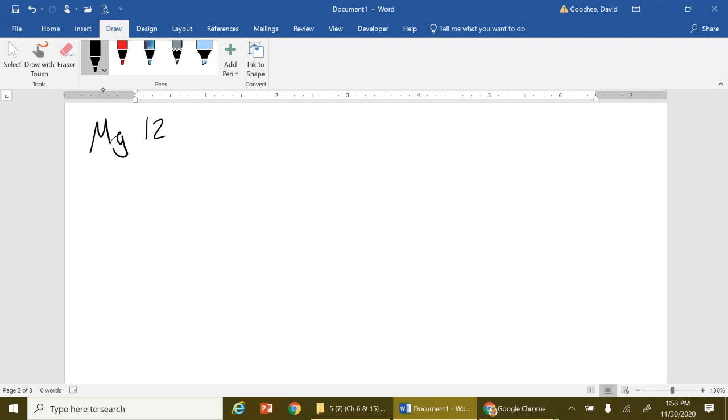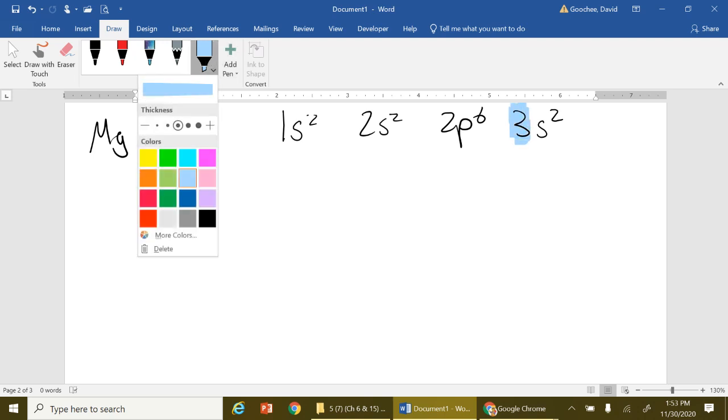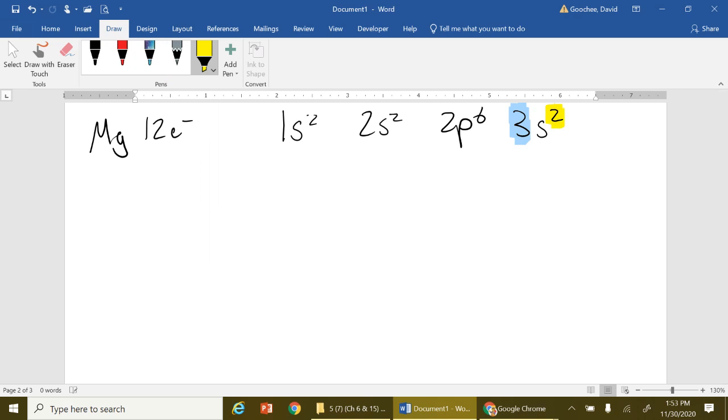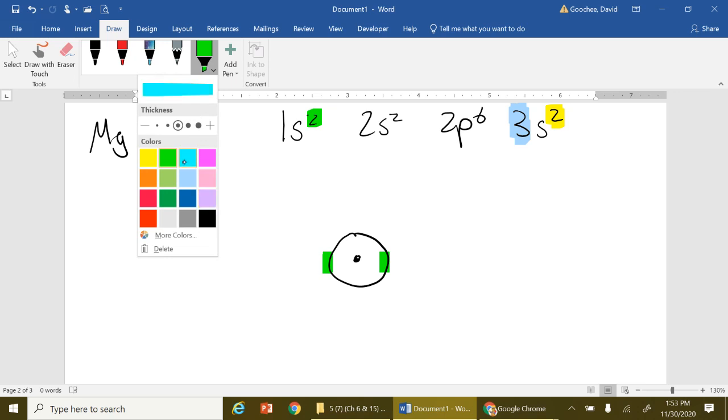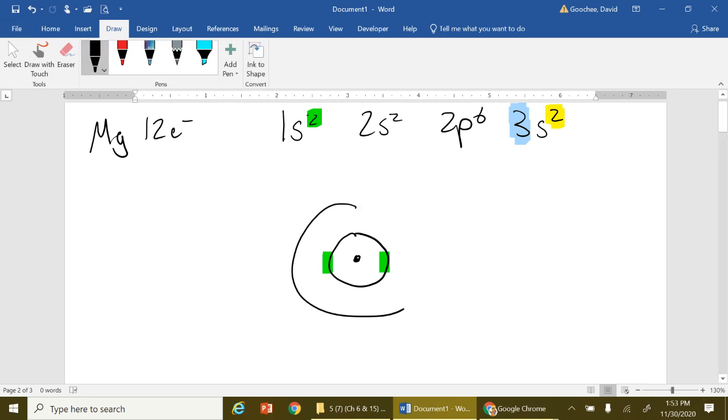Magnesium is an atom with 12 electrons. Its electron configuration is 1s2, 2s2, 2p6, 3s2. Now we see here that this atom's highest energy level is energy level 3, and it has 2 electrons there. Let me draw this out for you. Here's the nucleus of magnesium. The first energy level has 2 electrons. The second energy level has 1, 2, 3, 4, 5, 6, 7, 8.